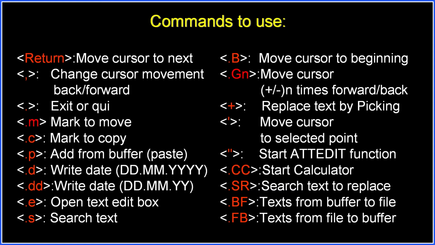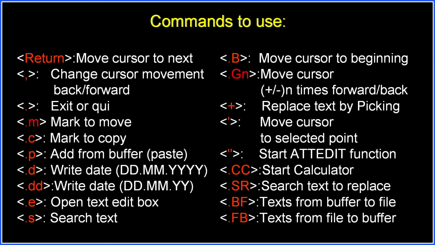Commands to use. Return: move cursor to next. Comma: change cursor movement back, forward. .exit. .m: mark to move. .c: mark to copy. .p: paste from buffer. .d: write 8-digit date. .dd: write 6-digit date. .e: open text edit box. .s: find text. .b: move cursor to the top. .gn: move cursor plus or minus number of attributes, forward, backward.